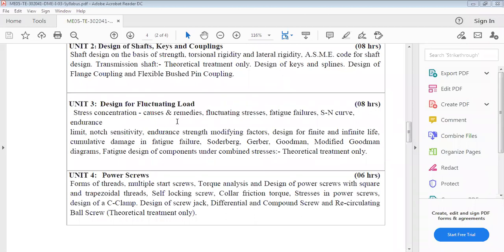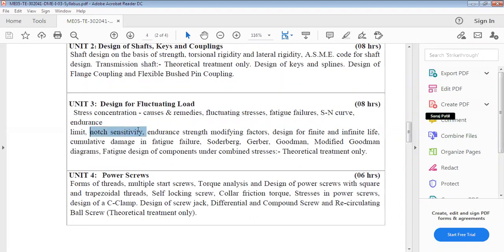So here we are: stress concentration, causes and remedies. We talked about it. What is stress concentration? What are the causes and remedies? Fluctuating stresses. We talked about what the fluctuating stresses are, what fatigue failure is. We have seen, taking the example of a wire, what a fatigue failure is. And today we'll talk about the SN curve. We already talked about it, but today we'll go into more detail. Then we have talked about what the endurance limit is.